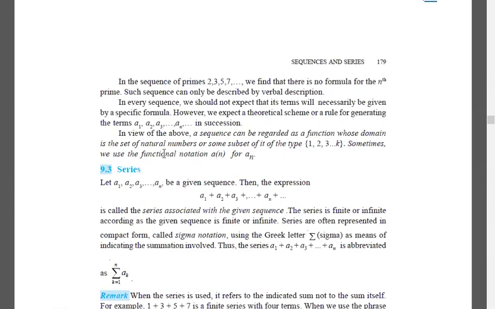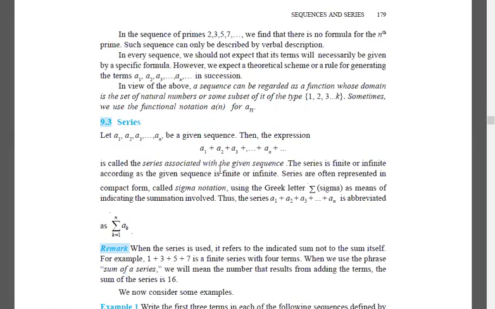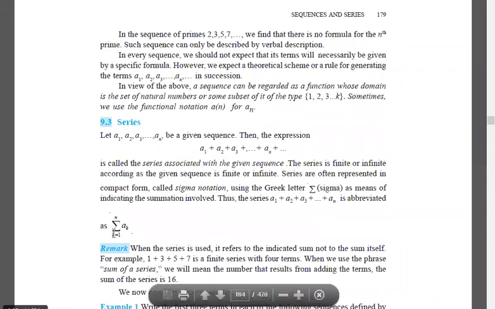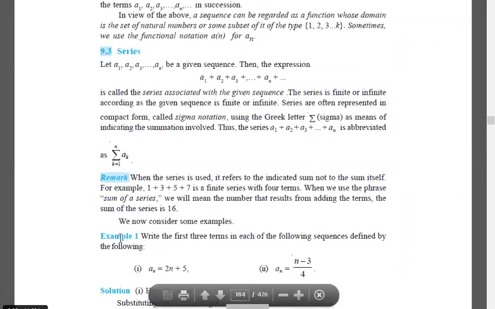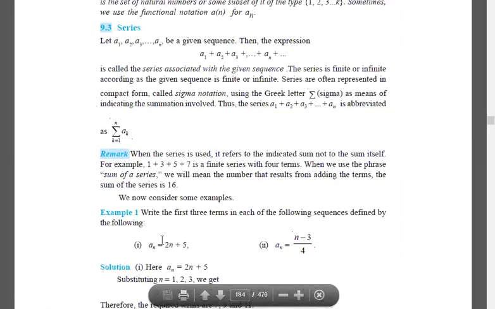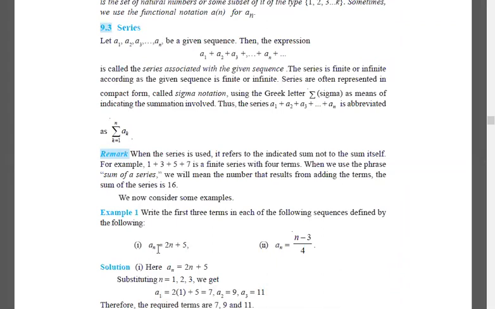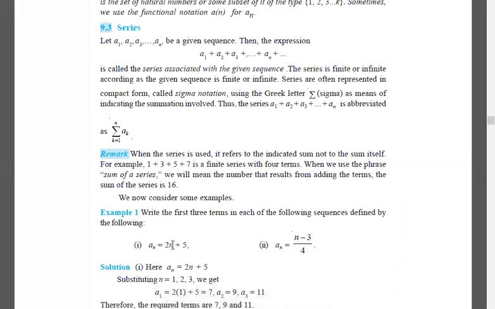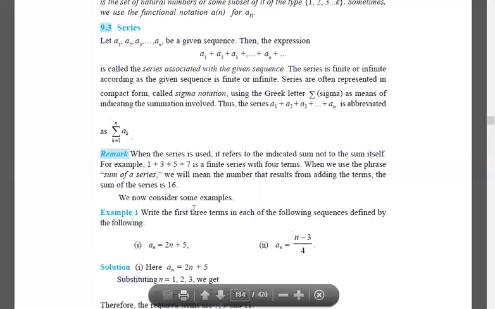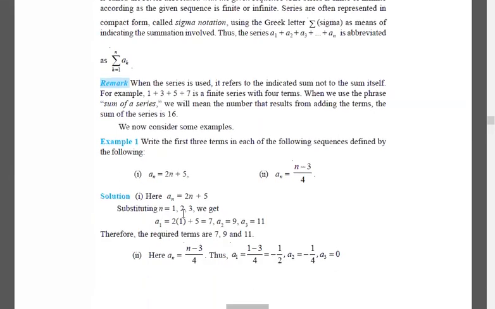Then a series is the sum of all the terms of a sequence, and the sum is basically written with this sigma. The sigma is the representation of summation. So these are some easy problems. If Tn, the nth term, is 2n plus 5, find the first three terms. So put n equal to 1, 2, 3, and we will get the terms. You have already studied these in your normal classes.